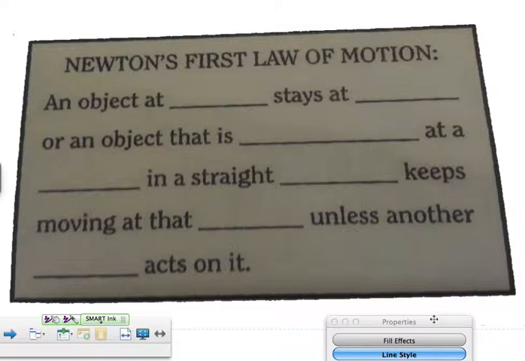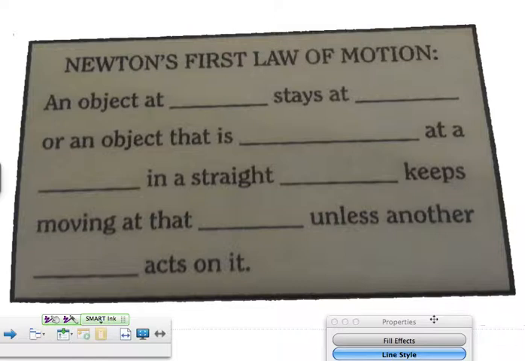An object at blank stays at blank, or an object that is blank at a blank and a straight blank keeps moving at that blank unless another blank acts on it. Now remember here, we have two blanks. Okay? So read it one more time with those two blanks. That's okay. When she fills it in, she'll put it there. So go ahead and talk us through this.